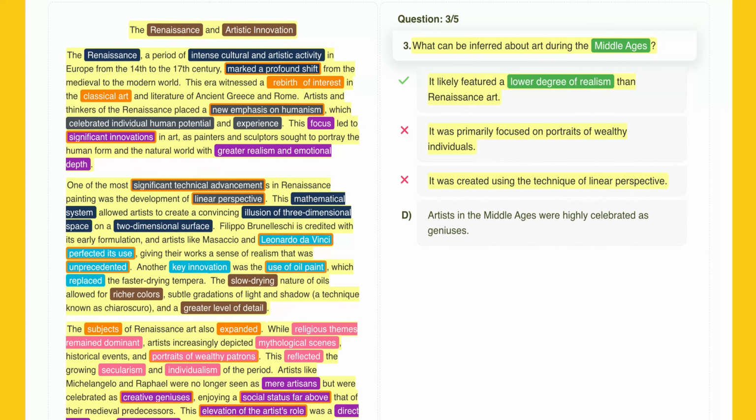Here's option D. Let's break it down. Artists in the Middle Ages were highly celebrated as geniuses. This option contradicts the text. Sentence 4 in paragraph 3 says Renaissance artists were celebrated as creative geniuses and enjoyed a status far above that of their medieval predecessors. This implies that medieval artists were seen more as mere artisans, not celebrated geniuses. Incorrect. The correct choice should be marked as A, because the context of the passage supports only this option. The other choices involve surface-level reading or misinterpretation.